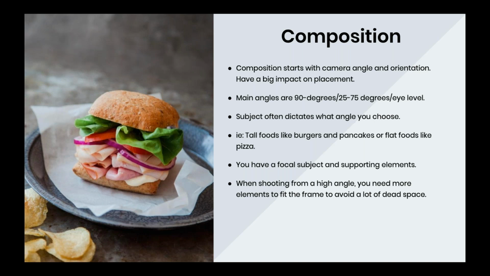So in food photography, the main angles are overhead. Then we have a 3/4 shot, which can be anywhere between 25 to 75 degrees. And then we basically have our eye level shot. So your subject will usually dictate the angle that you choose.